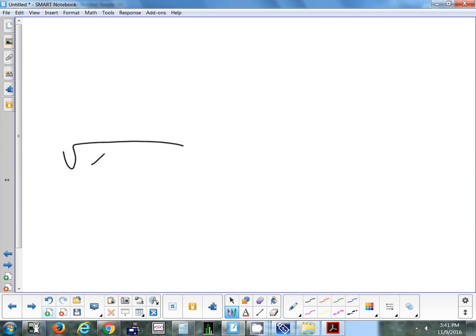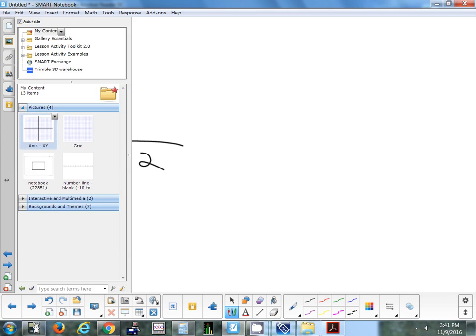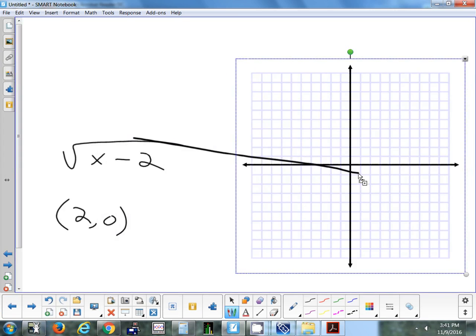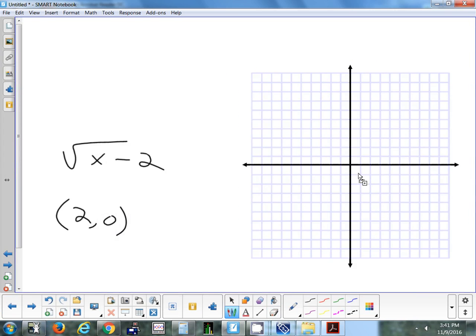I'll just do a simple one. If you want to graph that, you get the starting point, which is 2, 0. You know how to get that? Wait, how do you get 2, 0? Set the radicand equal to 0 and solve. And then to get y, plug it back in and simplify. So you get 0. So this is 2, 0 for the starting point.